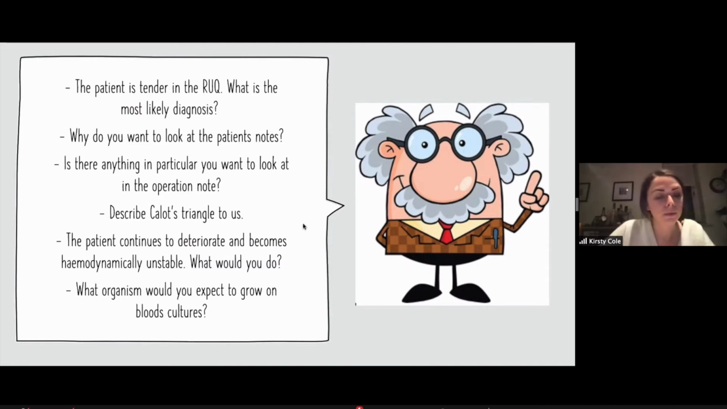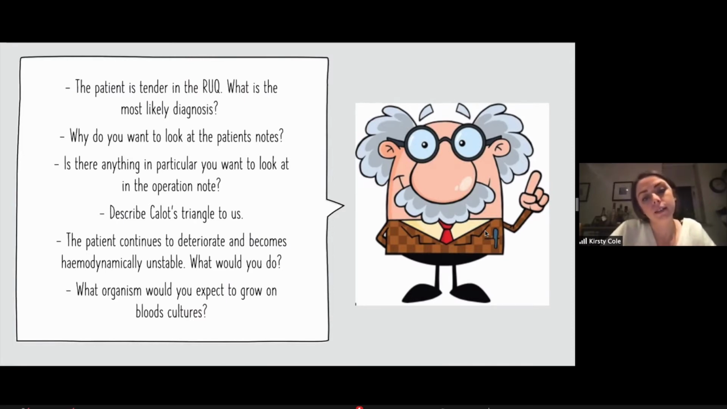Calot's triangle, so they will give you a little bit of anatomy sometimes. The patient continues to deteriorate and becomes unstable. What would you do? The answer at that point is not, "I will take them to theatre." It's not, "I will take them to ITU." It's, "I would escalate to my surgical registrar and possibly get ITU involved to help with her blood pressure." And then, what organism would you expect to grow on blood cultures, which threw me off a little bit.